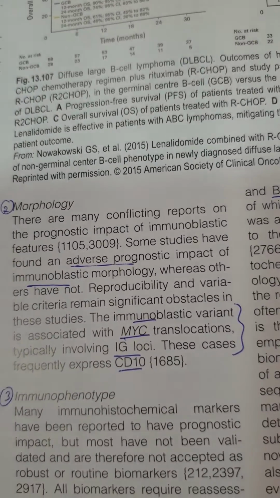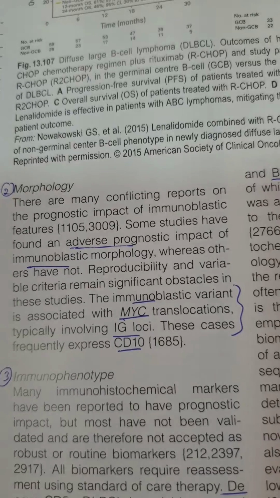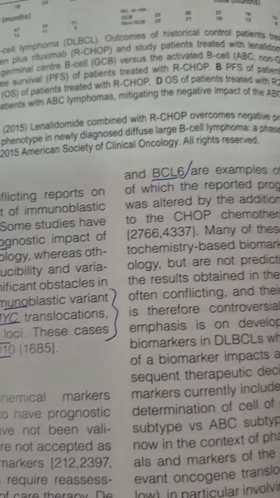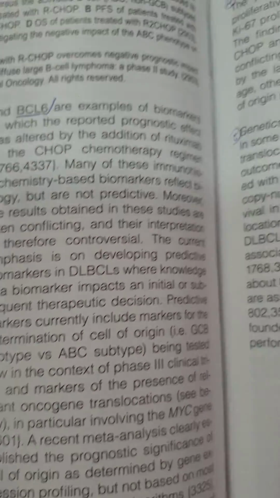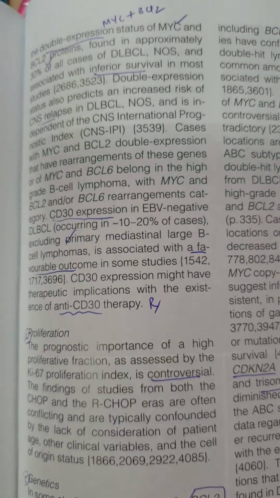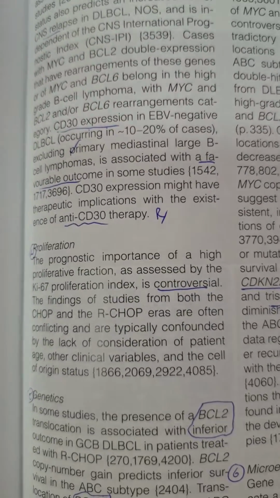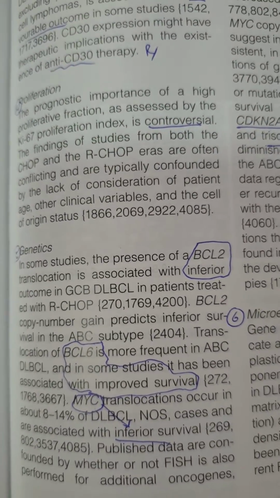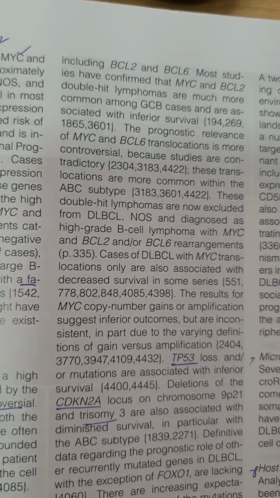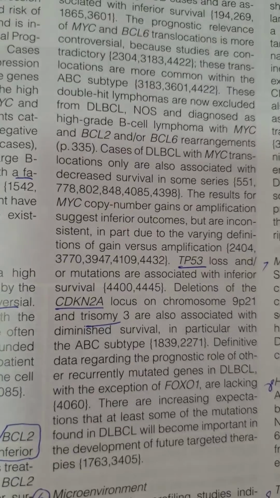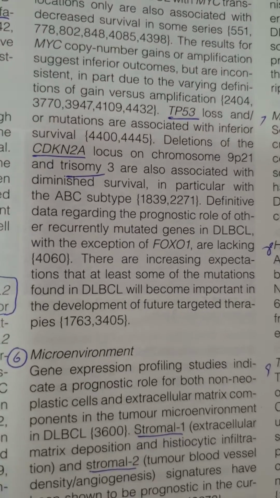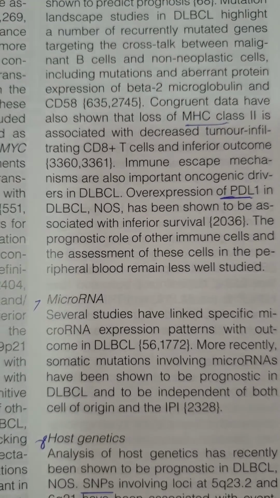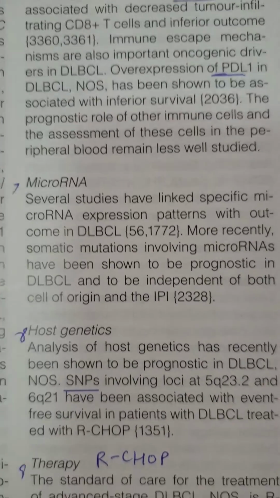Then the morphology: immunoblastic is adverse. Then immunophenotype. CD5 has prognostic significance. BCL2, BCL6 are biomarkers. Then others, CD30 expression is also important, Ki67. BCL2 is inferior, BCL6 is better. MYC translocation is inferior. Then others are also there, TP53, CDKN2A. Microenvironment also plays a role. Then the microRNA patterns are also important. Host genetics. Then therapy is R-CHOP.